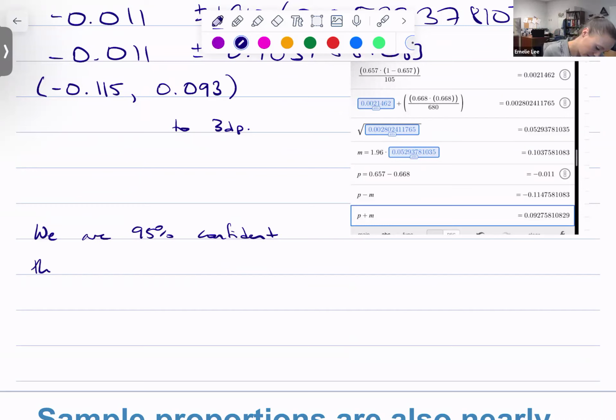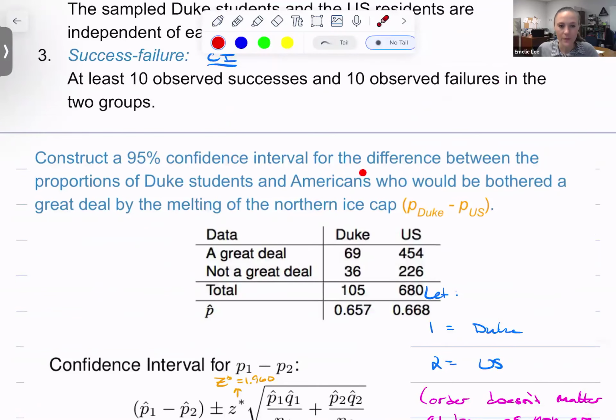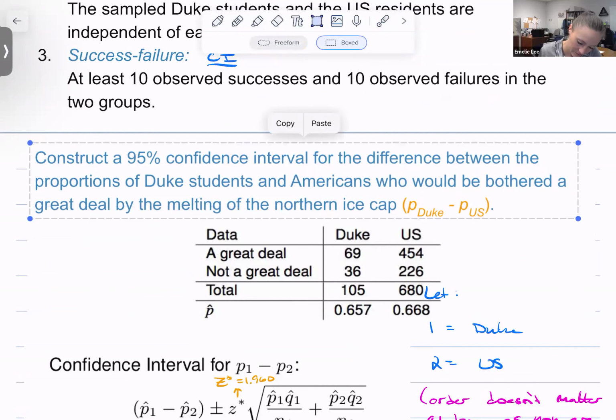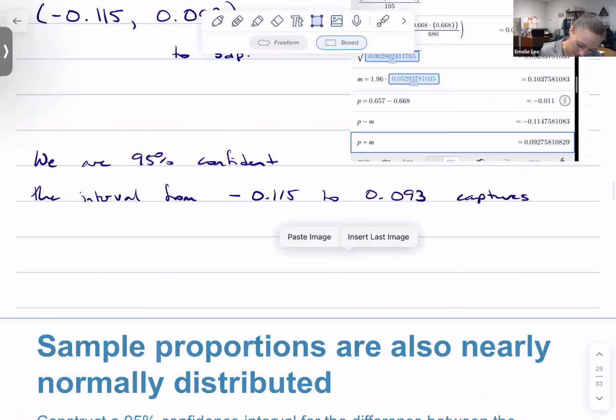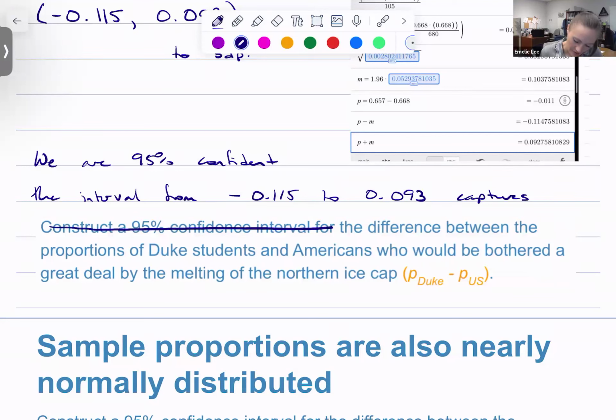So we're 95% confident the interval from negative 0.115 up to positive 0.093 captures what? Captures the thing we were asked to build a confidence interval for. And so here it captures the difference between the proportions of Duke students and Americans who would be bothered a great deal by the melting of the northern ice cap. You don't need to include that. Okay.